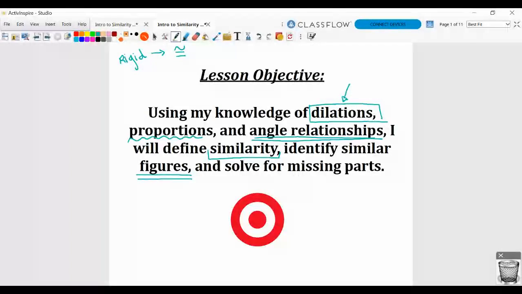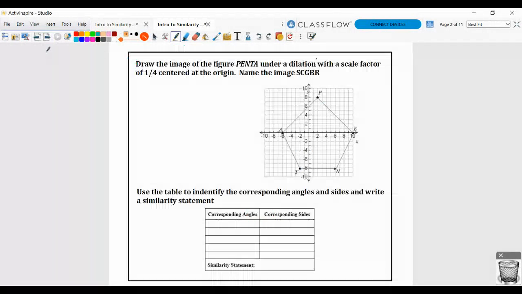Using that definition, we're going to be able to identify if figures are similar or which figures are similar, as well as set up proportions with similar figures to solve for missing parts. So with that being said, let's get started. We're going to start off here, and hopefully maybe you have this printed out, or you're writing notes on a separate sheet of paper so you can follow along with me, and maybe you want to pause the video and try this on your own.